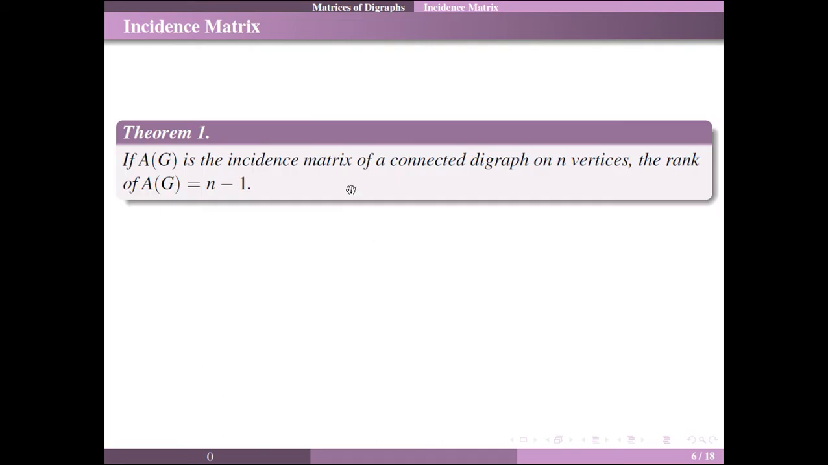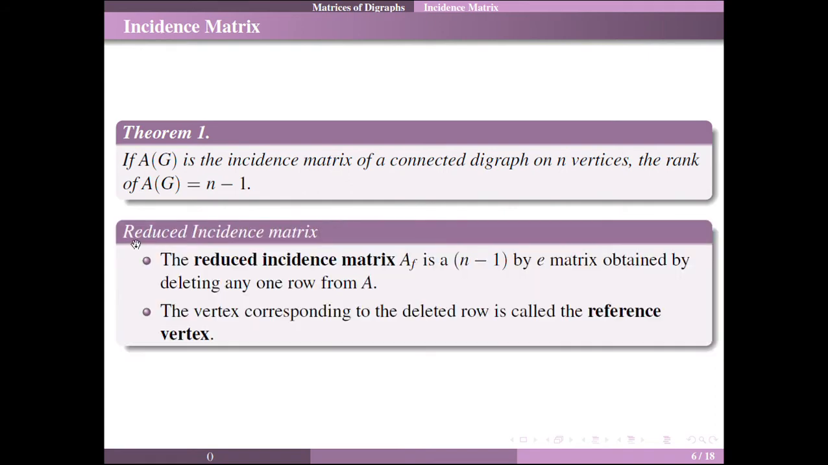As we have proved for an undirected graph, the result follows similarly for a digraph also. If A is the incidence matrix of a connected digraph on n vertices, then the rank of A of G is equal to n minus 1. We can similarly define the reduced incidence matrix as we have defined for an undirected graph. The reduced incidence matrix Af is an n-1 by e matrix obtained by deleting any one row of A, and the vertex corresponding to the deleted row is called the reference vertex.